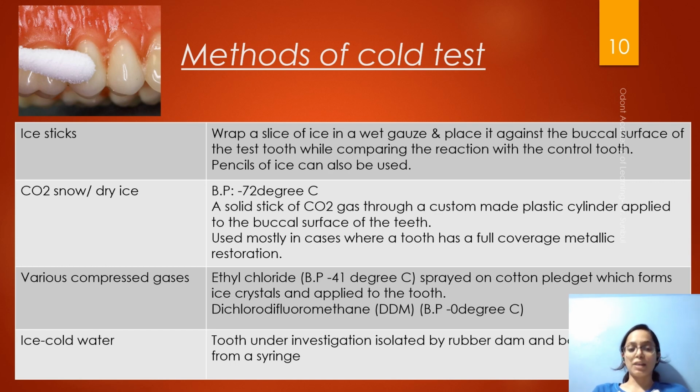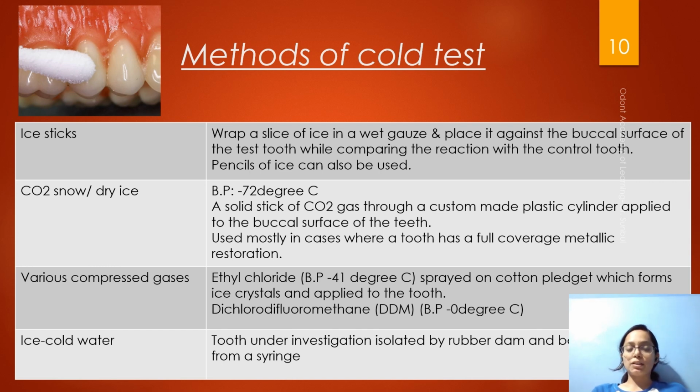Then there are various compressed gases like ethyl chloride and DDM which can be used. They can be sprayed on the cotton pledget as you can see in the picture here, and then they can be applied on the buccal surfaces of the teeth, and then compared, always compared to the contralateral side to check if the readings that we are getting are similar or not. We can take adjacent teeth also, we can take 2-3 teeth and then we can compare what is the normal healthy response and what is the response of the diseased tooth that we are suspecting.